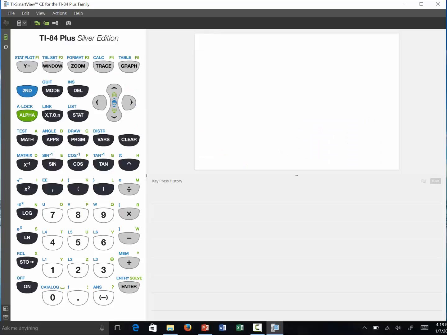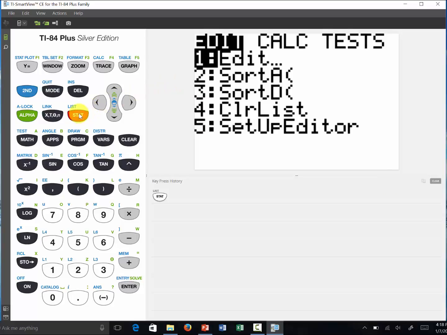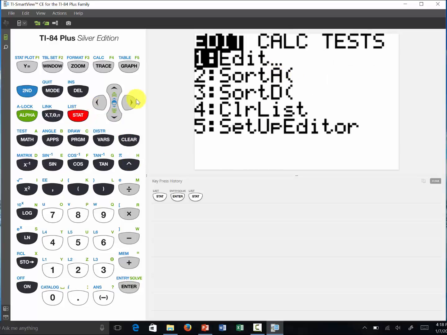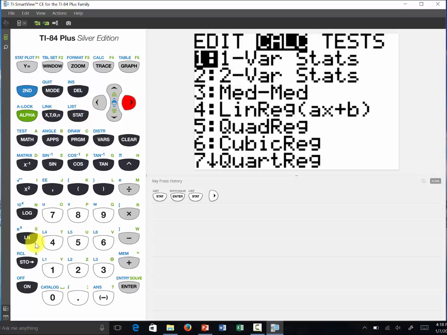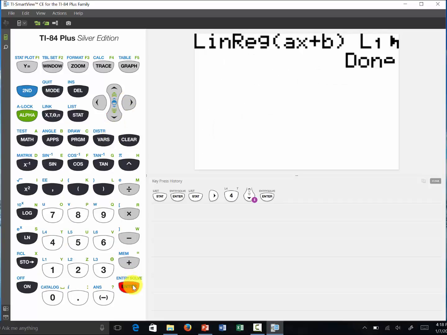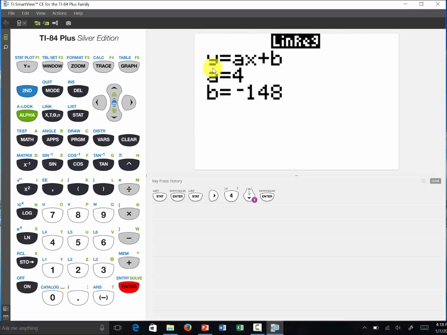So to find the line containing the 2 points using the calculator, I'll go to Stat, number 1 for Edit. I've got my X coordinates in list 1. I've got my Y coordinates in list 2. I'll go to Stat, Calculate, number 4 for linear regression, and then finally calculate. So the equation is y equals 4 times x minus 148.